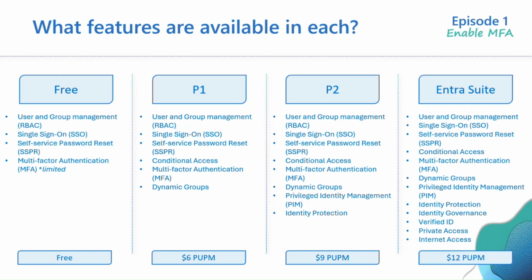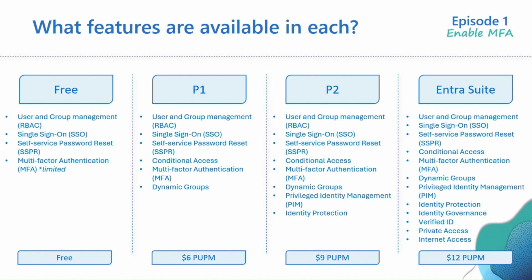Entra ID P1, or formerly Azure Active Directory, or AAD P1, is available as a standalone license, but it's also included with E3 for enterprise customers, as well as business premium for small to medium businesses. It adds all MFA features in dynamic groups, as you can see there on the bottom. And it's important to note that Entra ID P1 is $6 per user per month.